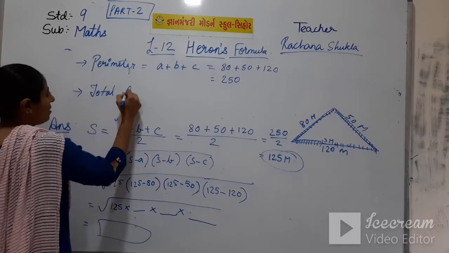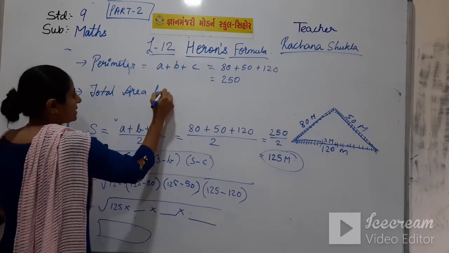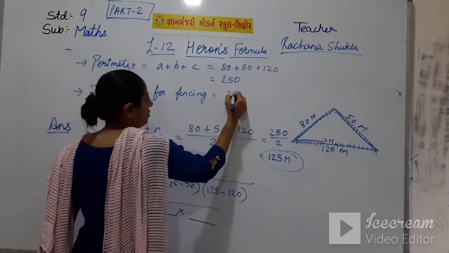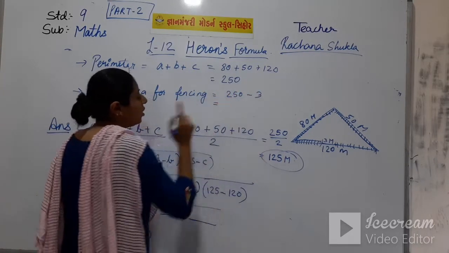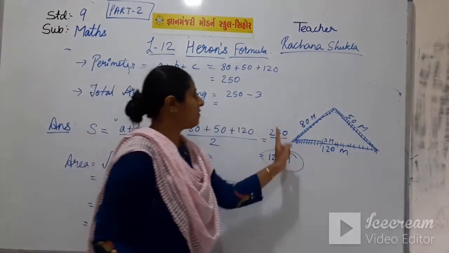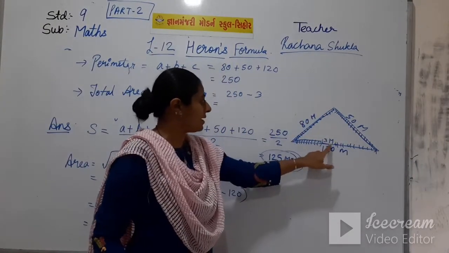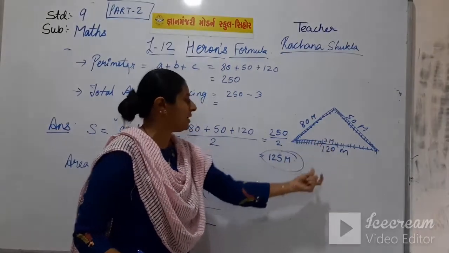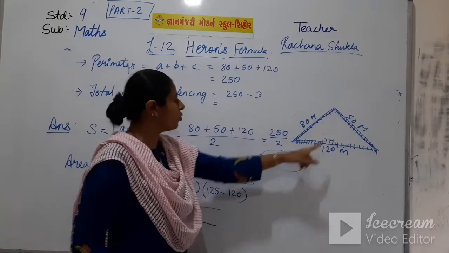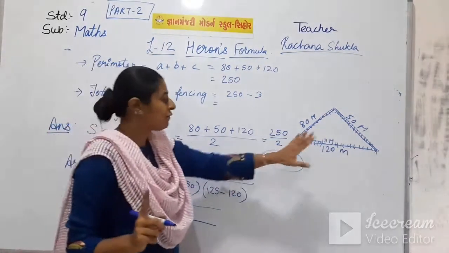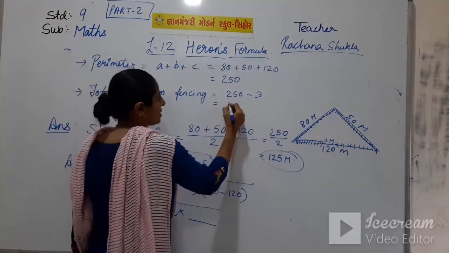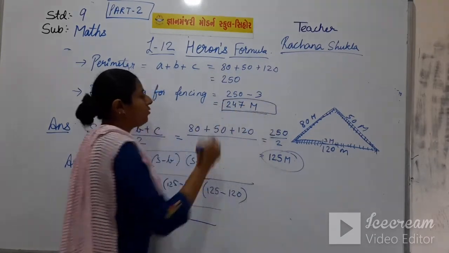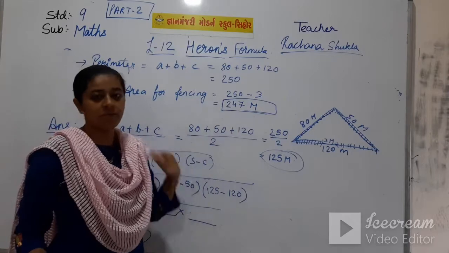Total length for fencing is equal to 250 minus 3. Why 3, students? First we will total up the sum, then we will minus 3, because 3 is the size of the gate, 3 meter. The space for moving inside, that we will not fence. So 250 minus 3 is 247 meter. You have to fence 247 meter.